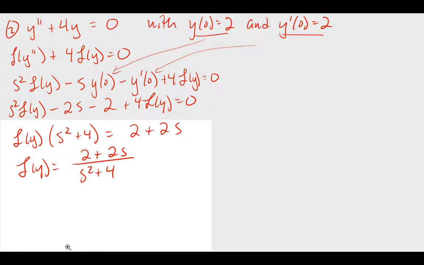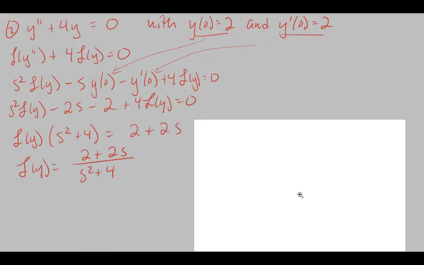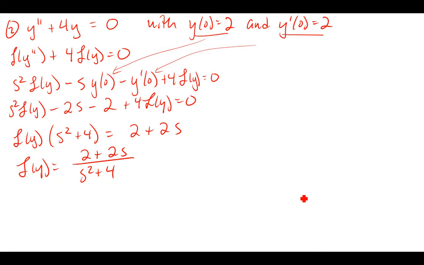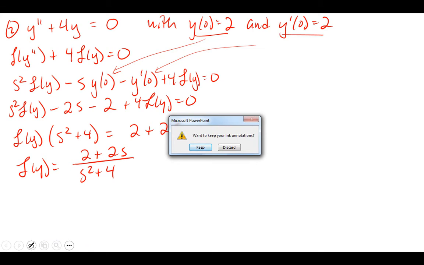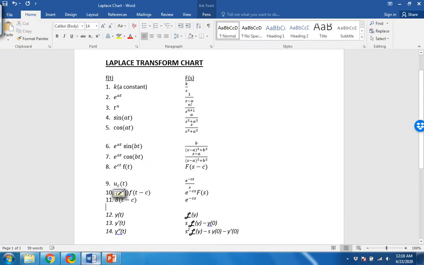So I'm really kind of hoping that I'm able to find s squared plus 4. So let's see. If I look at the chart, I'm kind of hoping that on the bottom I see something that looks like s squared plus 4, and maybe after a little bit of searching, I look at these two.